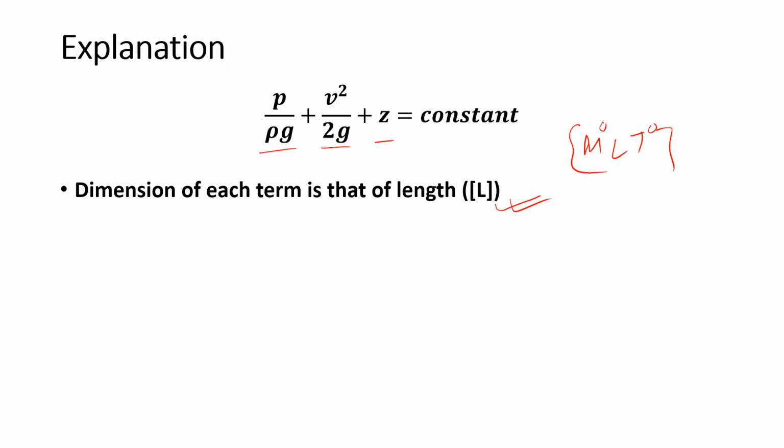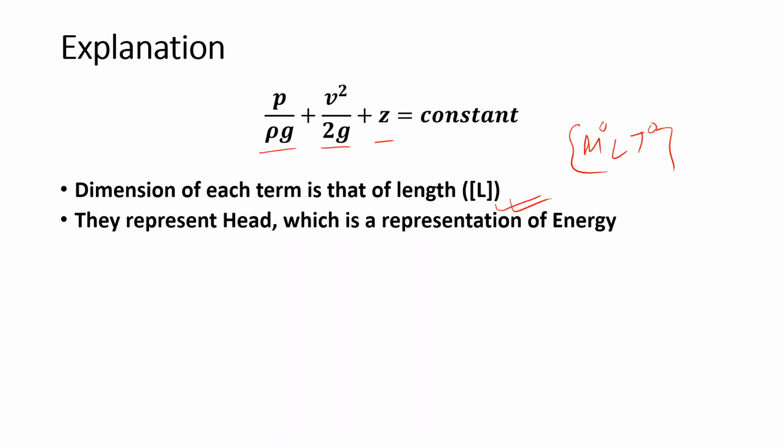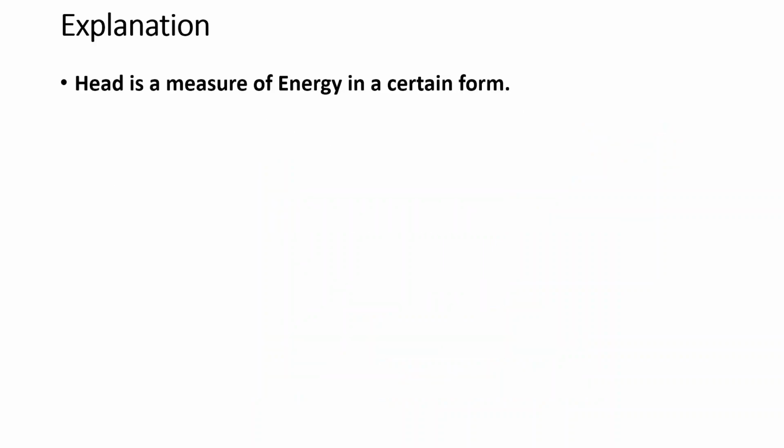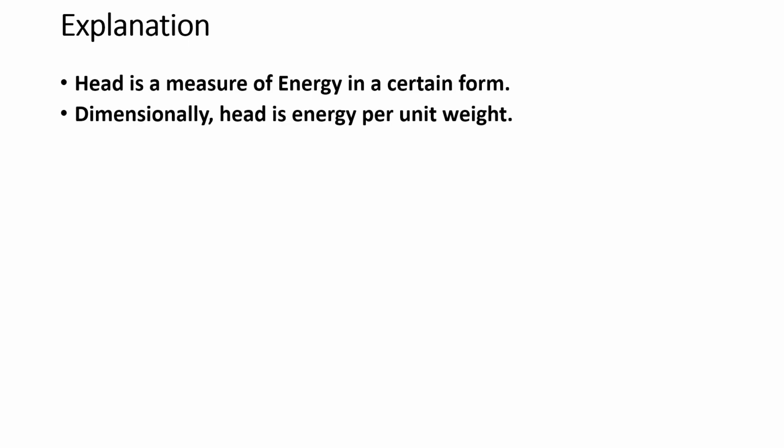So they represent a head, which is a representation of some kind of energy. For example, P by rho g is called pressure head, V square by 2g is called velocity head or kinetic head, and Z is called datum head or potential head. So dimensionally, if you want to represent energy with length, then in a certain way we can say that head is energy per unit weight.